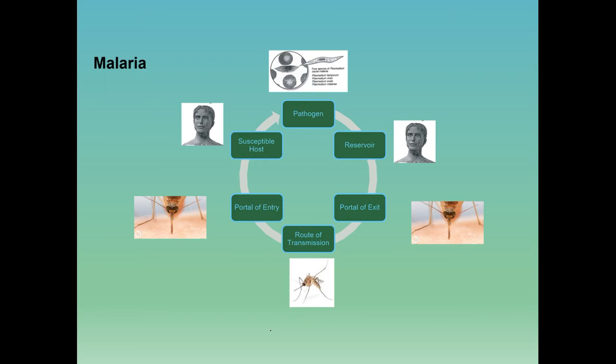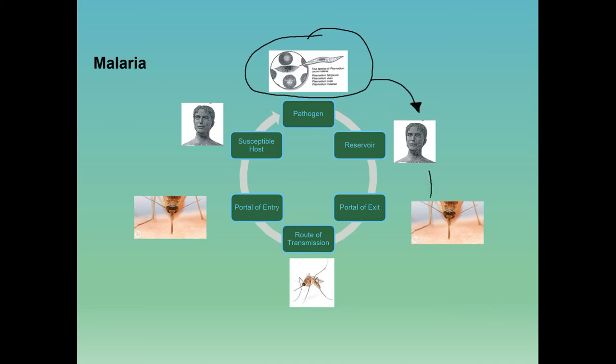So when we're talking about the assignment, which is what you really want to know, what I'd like to try and do is to link it to this cycle of transmission. So you've got the pathogen, which is the plasmodium causing malaria, and the reservoir would be an infected human in this case. I don't think there are cases of malaria being passed from animals.